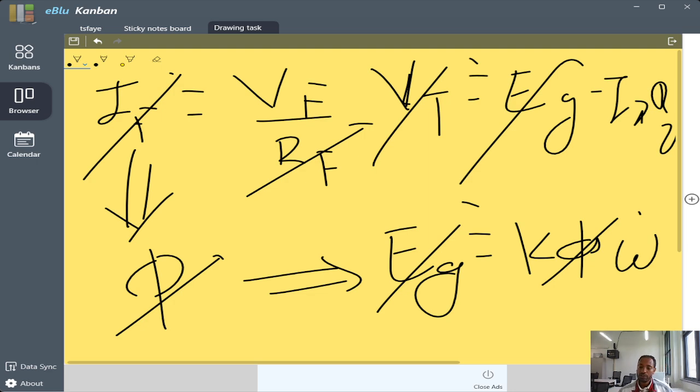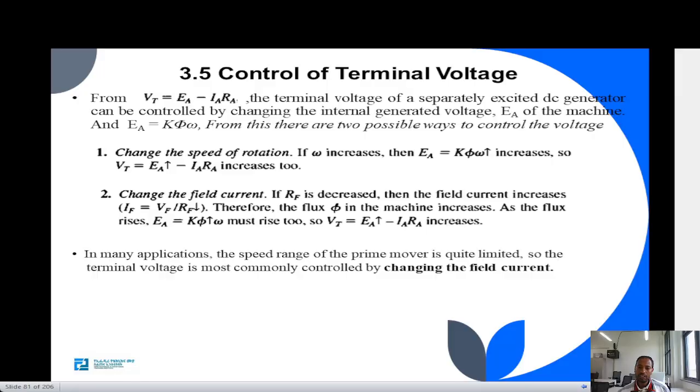That is the way. So there are two methods of controlling the terminal voltage of our separately excited DC generator. What are they? One, changing the speed of rotation of the DC generator, which will change the terminal voltage. Second, changing the field current, which will then change the terminal voltage of our generator.